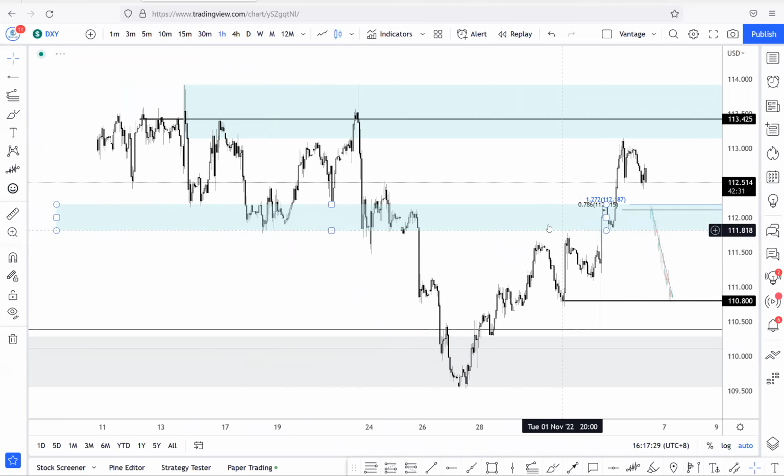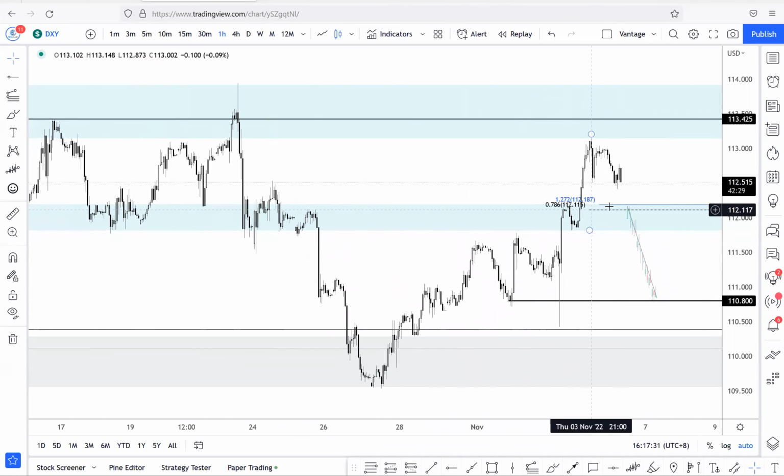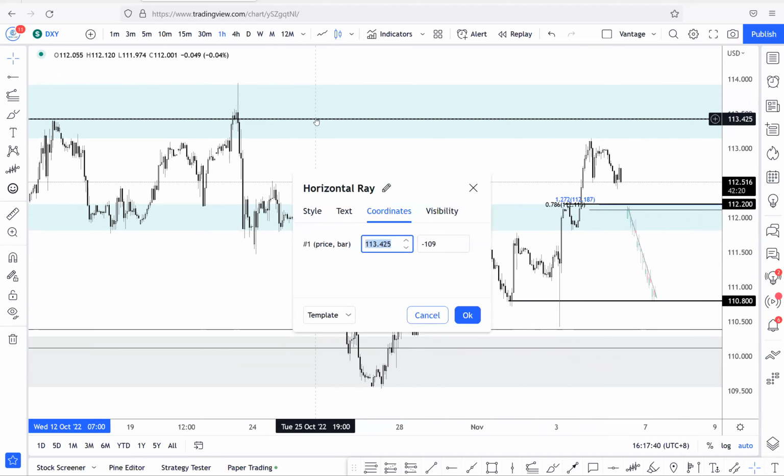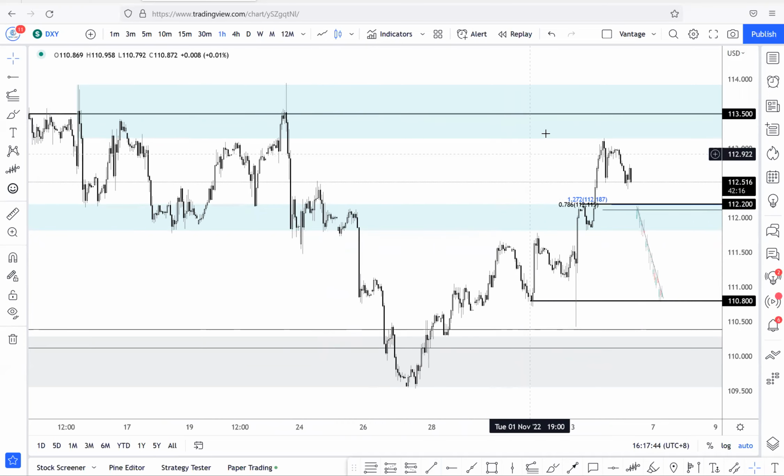So that's my view on the dollar index. We need to wait for a clear break of this level first, right? So this region stands at around the 112.20 level. And the high, it's at around 113.50. So these are the regions to watch.